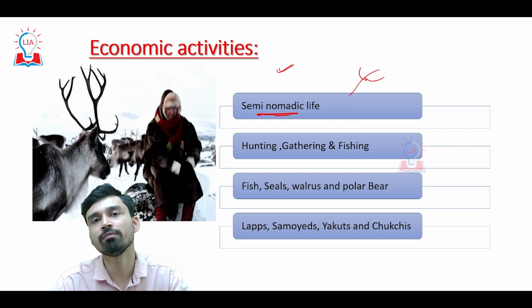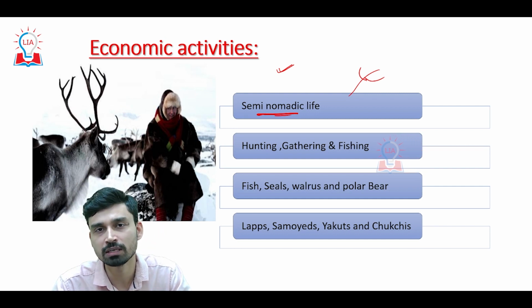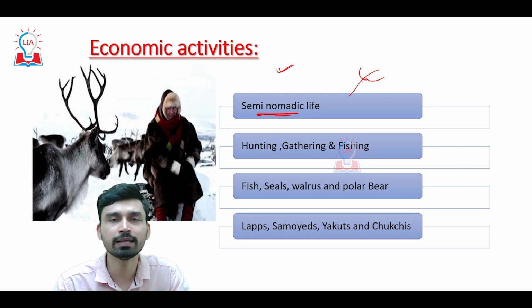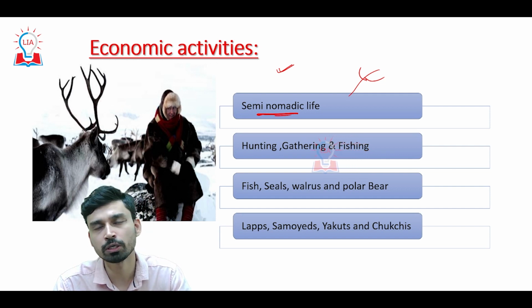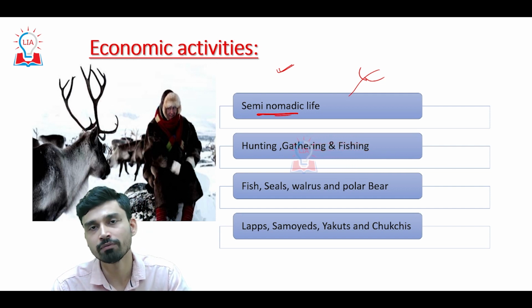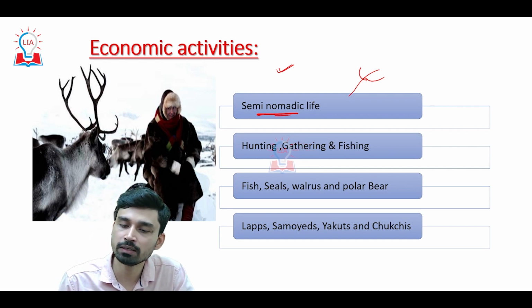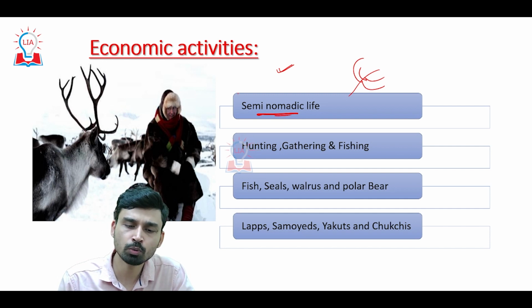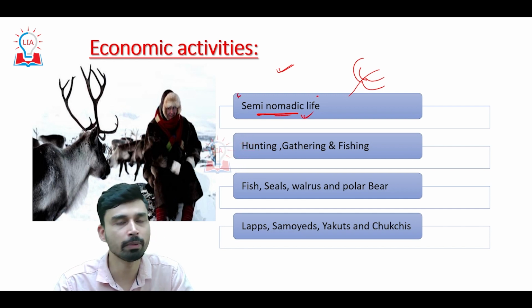So in summertime they prefer to move toward the water bodies such as rivers and lakes, so that they can carry out fishing activities, while in the winter time they come back because the water bodies are frozen, rivers are frozen, lakes are frozen, and that is why they return to their houses, generally called igloos. So they are living a kind of semi-nomadic life.